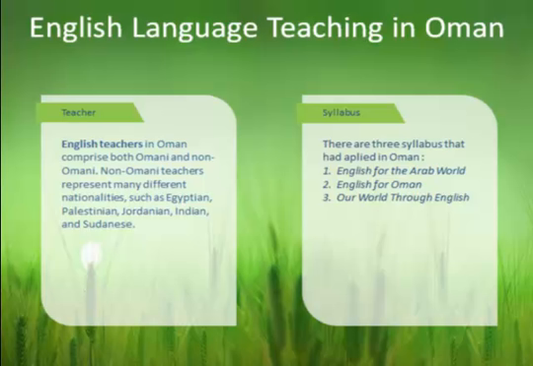Syllabus. There are 3 syllabuses that have been applied in Oman. The first is English for the Arab World, the second is English for Oman, and the third is Our World Through English or OWTE. The rigidity of the syllabuses and their lack of flexibility, variety, and challenge were reported as an additional obstacle to the students' target language improvement.